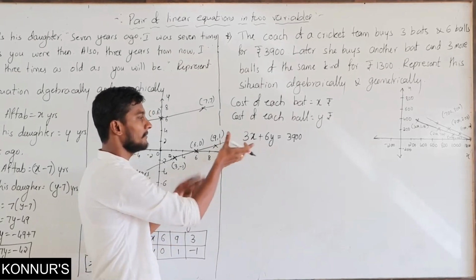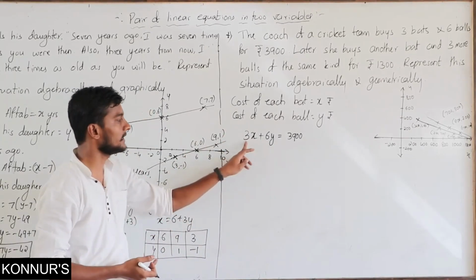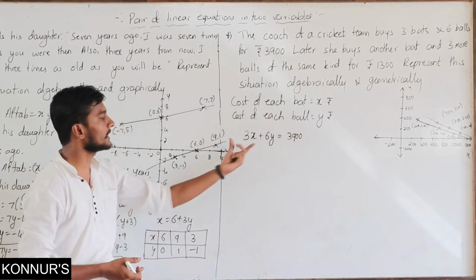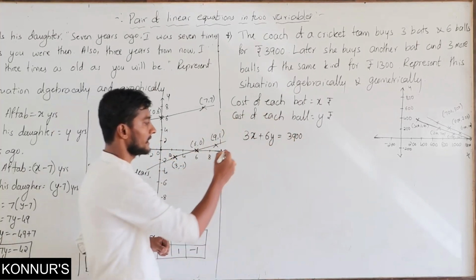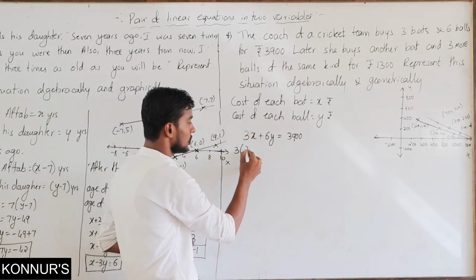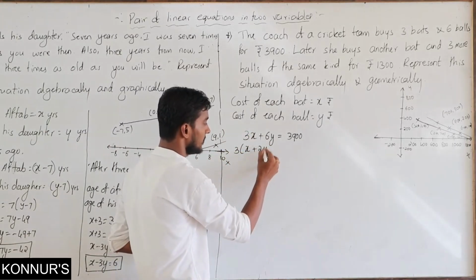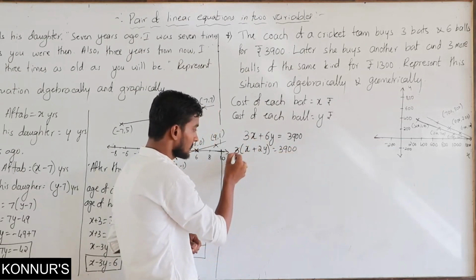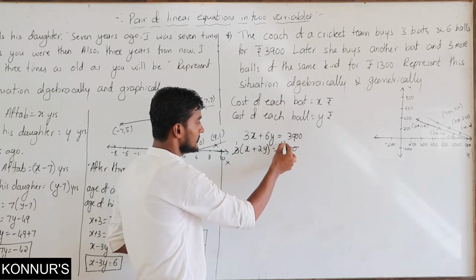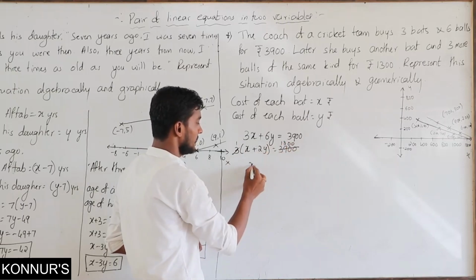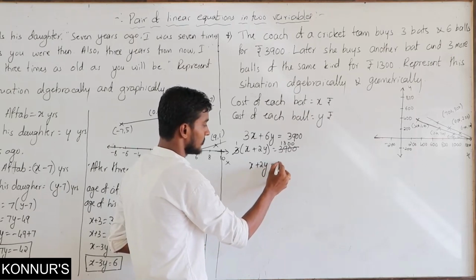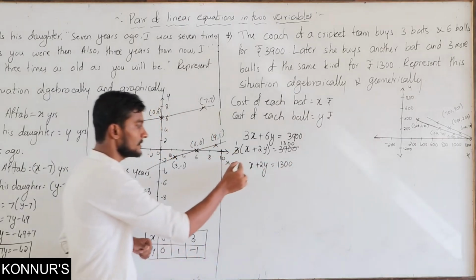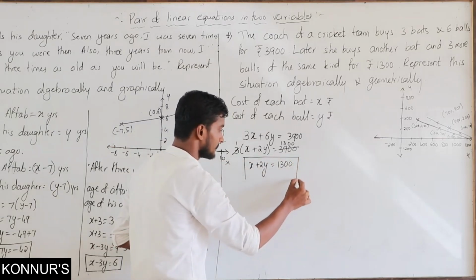Here we can still simplify, because 3, 6 and 3,900 all come in the table of 3. So we can take a common factor. What common factor can we take here? 3. If you take 3 common, x plus 2y is equal to 3,900 divided by 3. If you cancel, 3 ones are 3, 3 threes are 9, and 0. So we get x plus 2y is equal to 1,300. So this is the first linear equation.